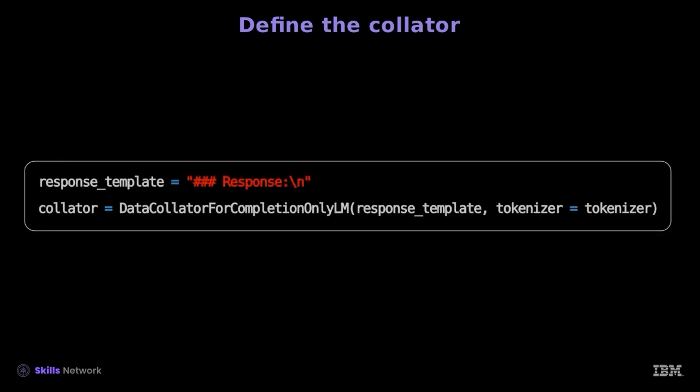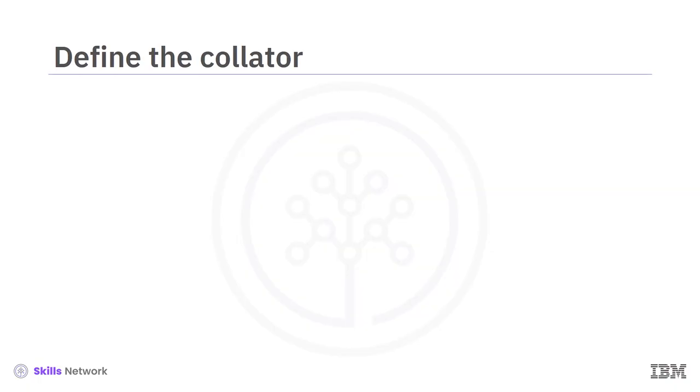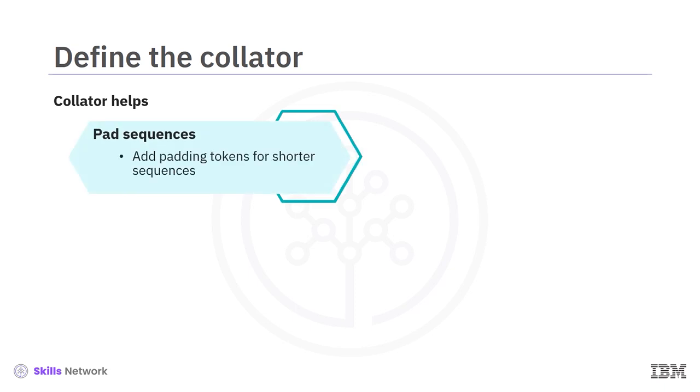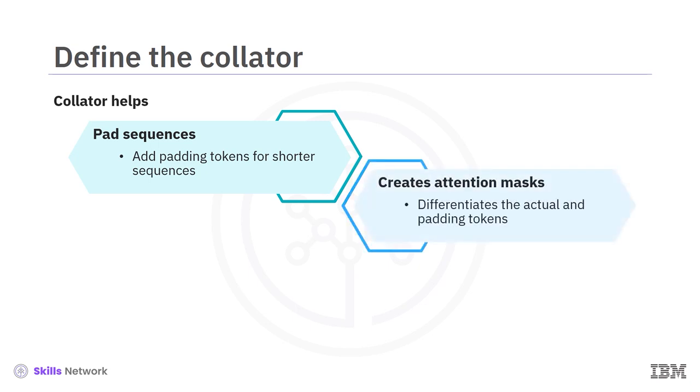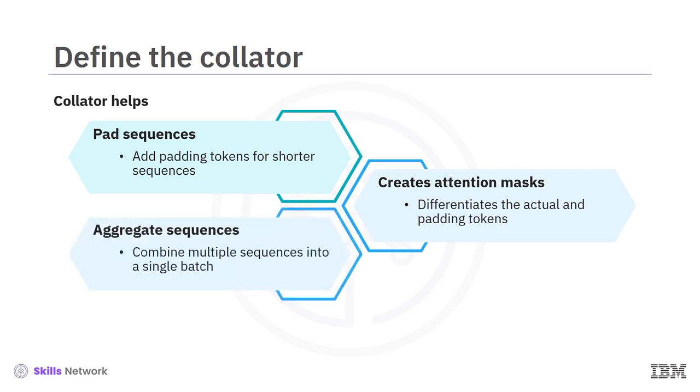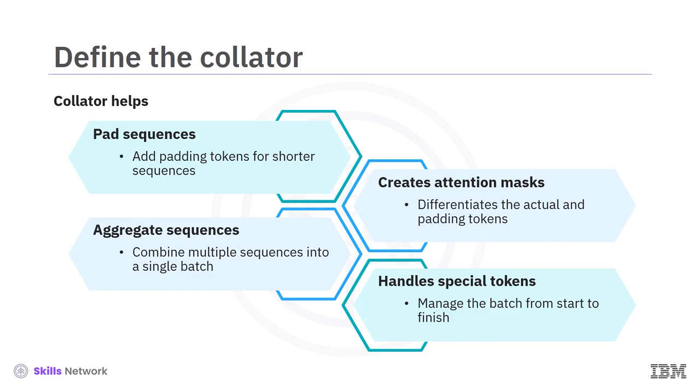Now define the collator. Use the DataCollatorForCompletionOnlyLM from the Transformers Reinforcement Learning or TRL library that prepares data batches for training language models on text completion tasks and masks the instruction part of the input when calculating the loss. Additionally, the collator helps add padding tokens for shorter sequences to ensure uniform length within a batch and truncate longer sequences. It creates attention masks for differentiating the actual instruction and padding tokens to prevent them from affecting model learning. It also helps aggregate sequences by combining multiple sequences into a single batch for efficient processing. Lastly, it helps handle special tokens for managing the batch from start to finish, including padding tokens.